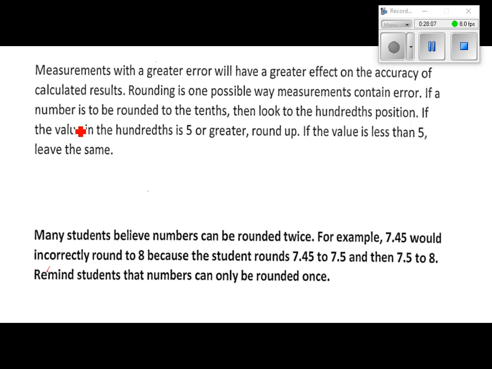Rounding is one possible way measurements can contain error. If a number is to be rounded to the tenths, then look at the hundredths place. If the value is less than 5, leave it the same. Many students believe that you can round the number twice. If I got this number, 7.45, and I tell you to round it off, a lot of students want to take the 5 and round the 4. Well, what's that 5 tell you to do to the 4? Round it up. So then you get 7.5.